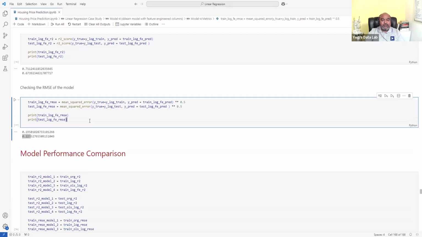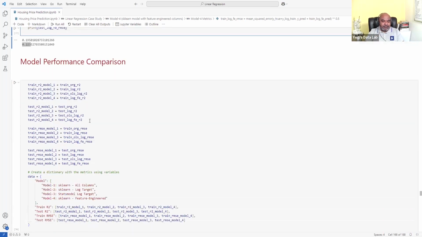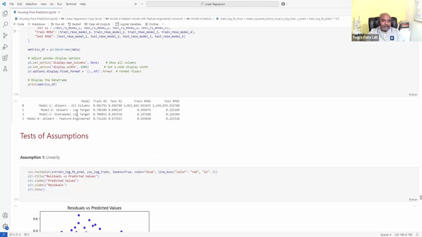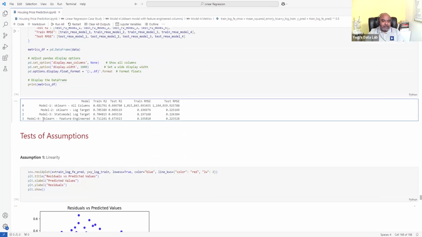And now, since I've gone ahead and built all the 4 models, one with Scikit-learn with the simple target variable, Scikit-learn with normalized target variable, stats model with normalized target variable, and Scikit-learn with feature engineered columns, I'm going to compare the results now. And I see that my maximum R square is in model 4, which is Scikit-learn with feature engineered columns. Slight overfitting, but for now we can accept it. And if you look at RMSE, that is also comparable.